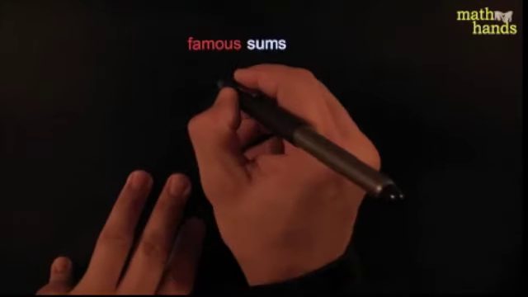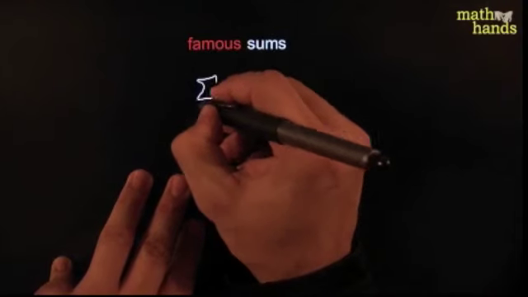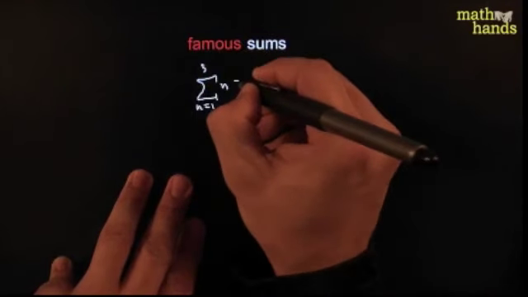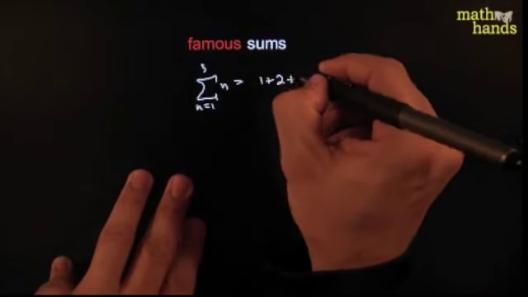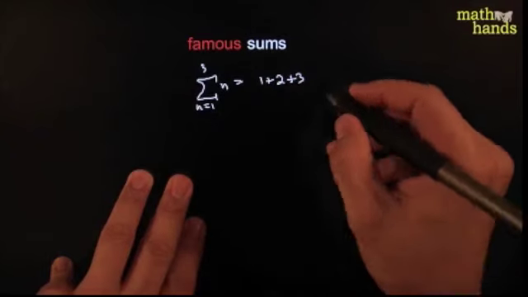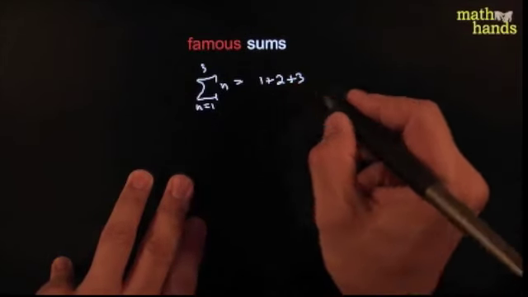Let's do it for a small number. Suppose you were adding up all the n's as n runs from 1 to 3. That would mean 1 plus 2 plus 3, right? But you don't want to add them the old way. You want to add them in a clever way.